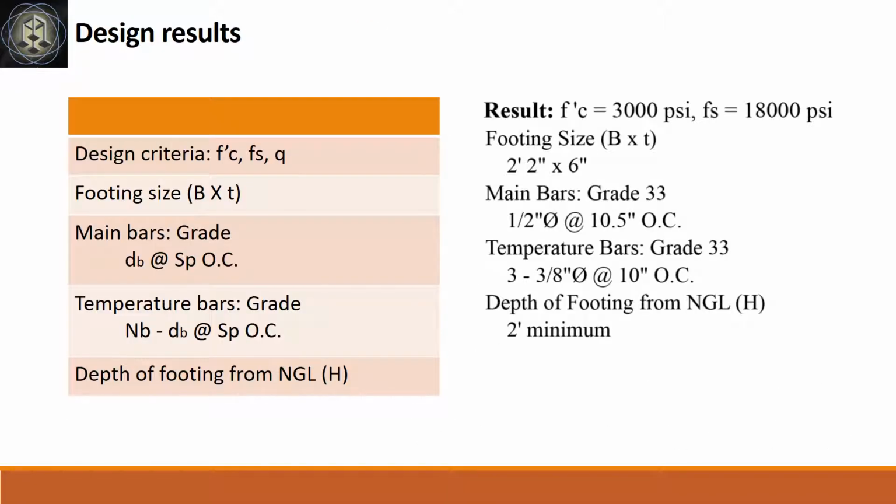The design results for our problem are as follows: Fc prime equals 3000 psi, Fs equals 18,000 psi, footing size 2 feet 2 inches by 6 inches, main bars of grade 33, half-inch diameter bar at 10.5 inches on center, temperature bars of grade 33, 3 pieces 3/8-inch diameter bar at 10 inches on center, depth of footing from natural grade line 2 feet.